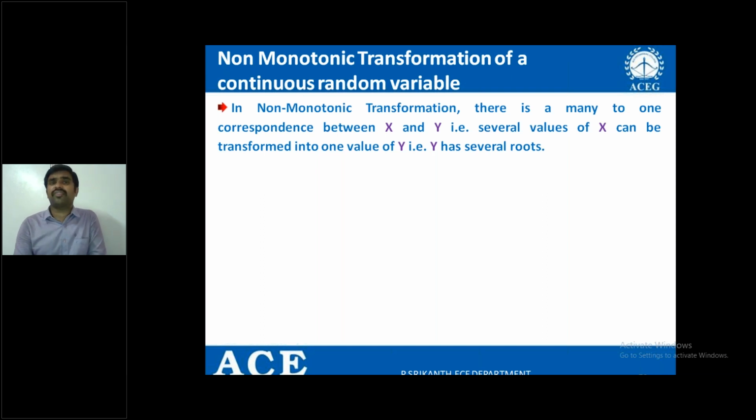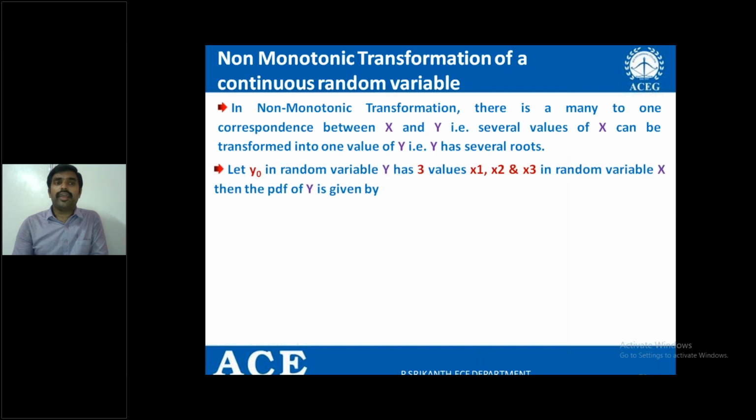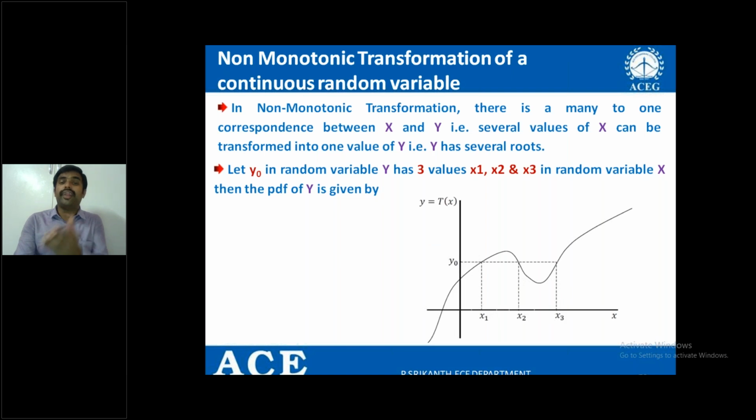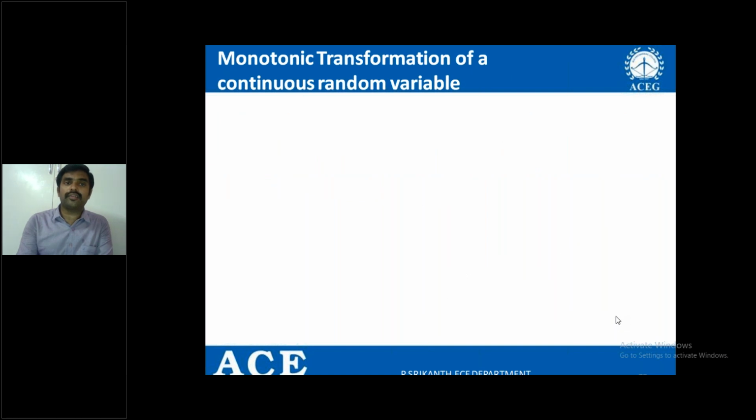That is, y may have several roots. How? Let y naught in the random variable y have three values, x1, x2, x3 in the random variable x. Then the PDF of y is given by, so that is, it is the correspondence actually here. Y naught is the new element of the new random variable y, and these are all elements of the existing random variable x, right?